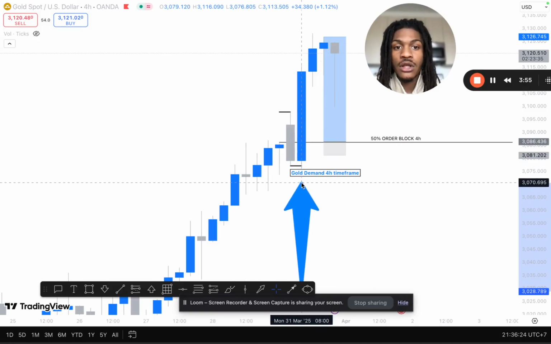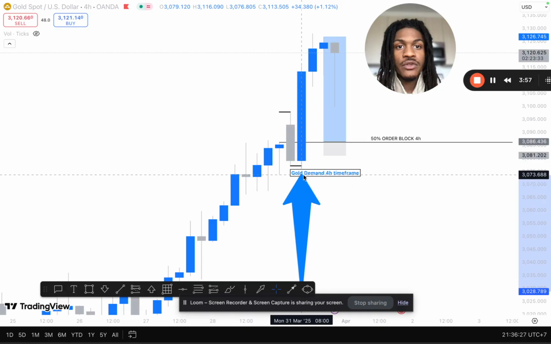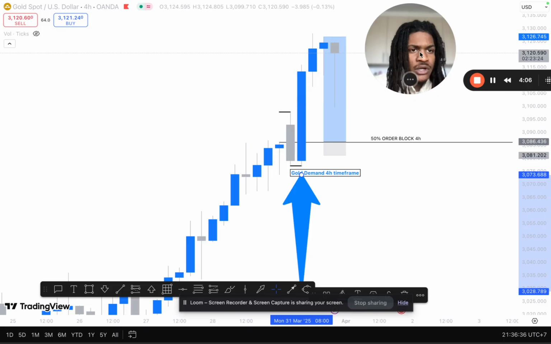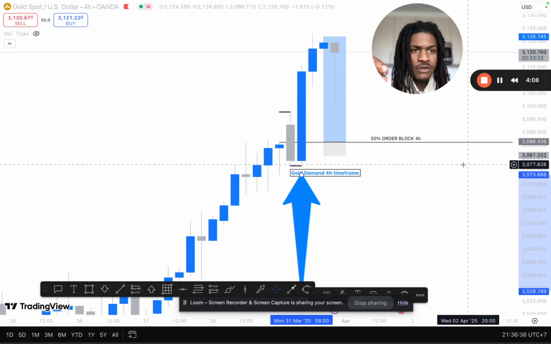Sorry about the camera, guys. Sometimes the camera doesn't cut out, but it actually freezes when I'm trying to speak. I don't know why it does that. I've been trying to message Loom about that, because that's what I'm using to record my screen.